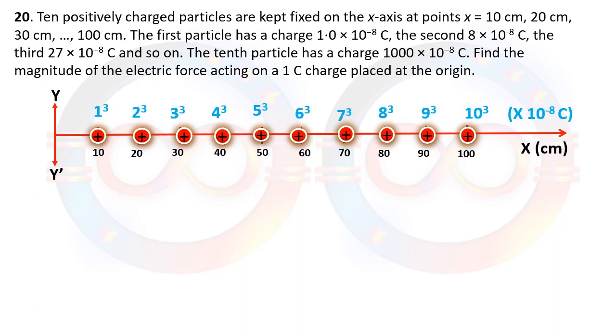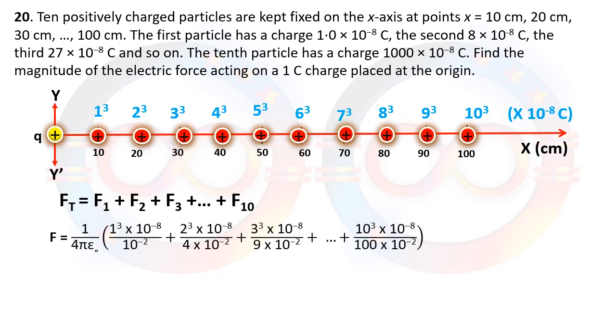We have to calculate the force on a charged particle having 1 coulomb present at the origin. Again, we can apply the superposition principle, or we can simply add, because all the forces are going to be in the same direction, that is the negative x-axis. So we apply the formula F is equal to 1 by 4 pi epsilon naught q1 q2 upon r square. Q1 is 1 coulomb, and q2 every time will take a different value. So 1 by 4 pi epsilon naught and q1 of 1 coulomb we take common.